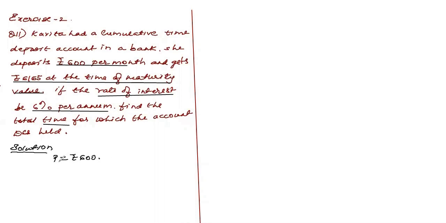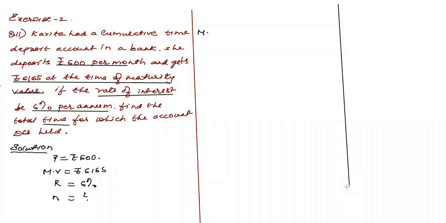Okay. Now, what is maturity value, children? Maturity value is rupees 6,165. Okay. Then what is given? Rate of interest is given. Rate of interest is how much, children? 6%. And what they want me to find, children? The time. N is the time. See, when maturity value is given, we think of the formula of maturity value. So I'm just doing it in my rough work here, children. Okay, just have a look at it.